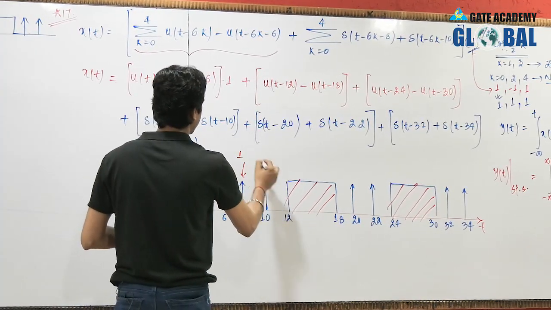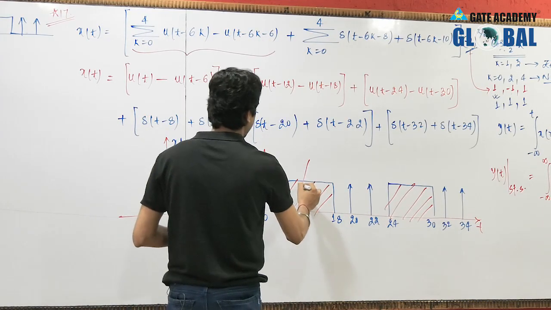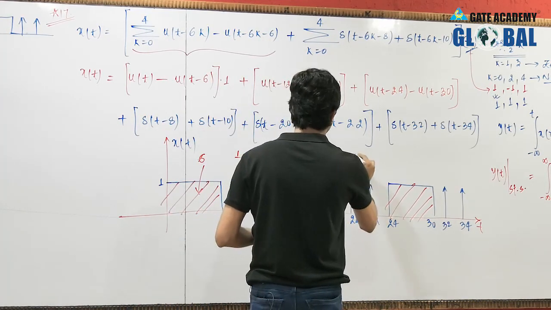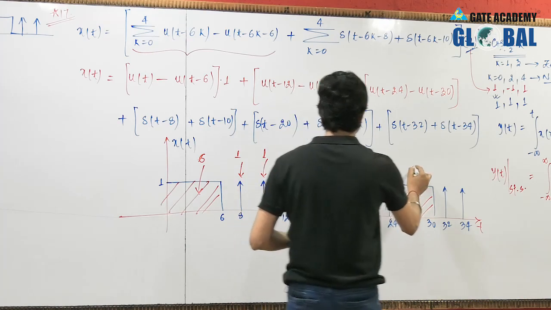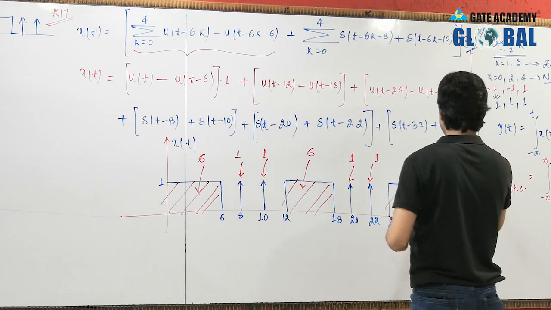Area of this impulse is 1. This impulse is also having area 1. Again, this area is 6. It is 1. It is 1. Again, this area is 6, area 1 and area 1.